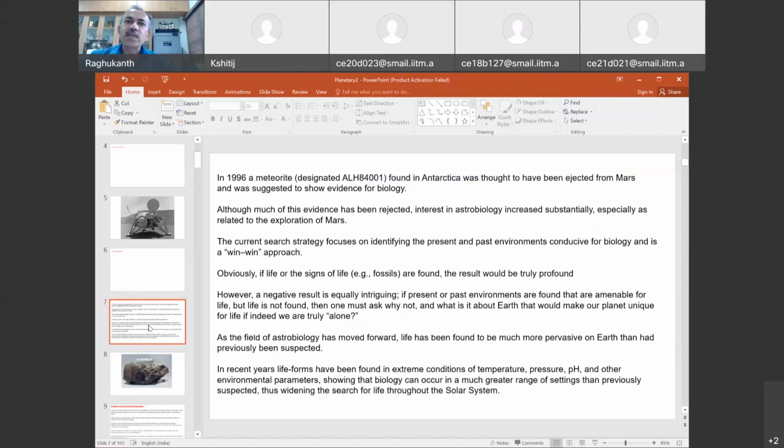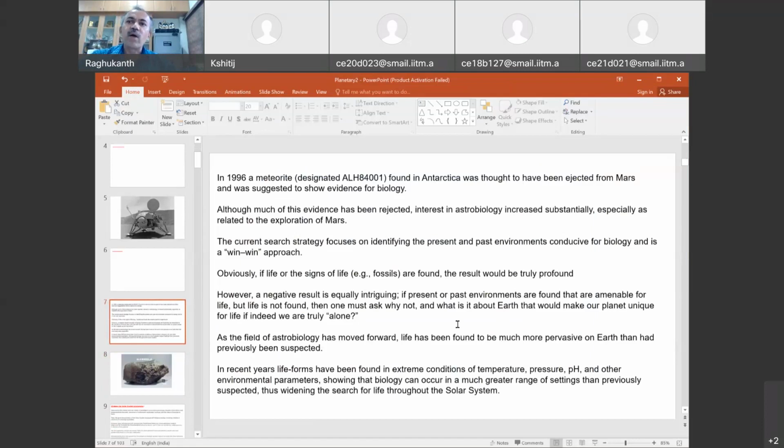But this gives something very important. Suppose you do some astrobiological research and get a negative result, that there is no chance of life. Then present or past environments are found that are amenable to life, but life is not found. So you can ask the question: what is special about our Earth that makes our planet unique for life? These questions can also be answered.